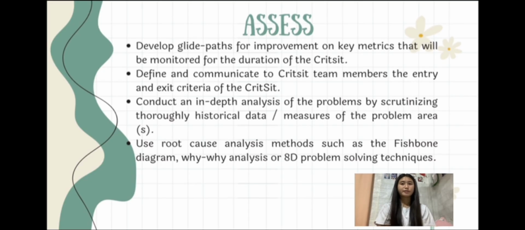Next is the assess phase. It is critical for understanding the root causes of the crisis and setting a clear path toward resolution. The assess phase also involves setting improvement targets, defining clear entry and exit criteria, analyzing historical performance data, and applying structured root cause analysis methods to identify and address the underlying issues driving the crisis.